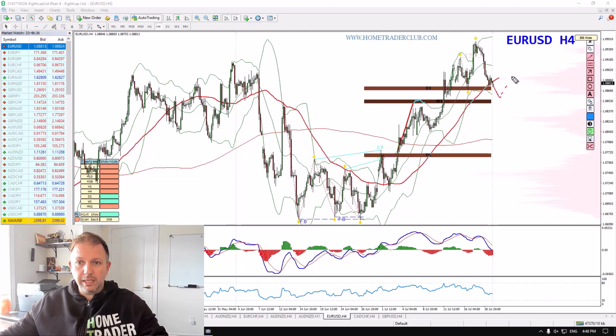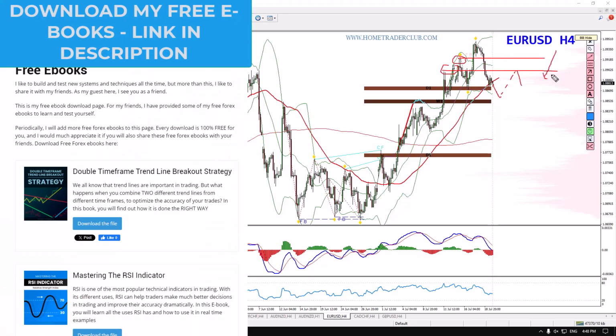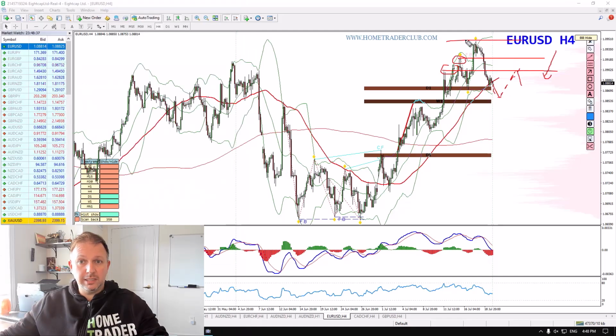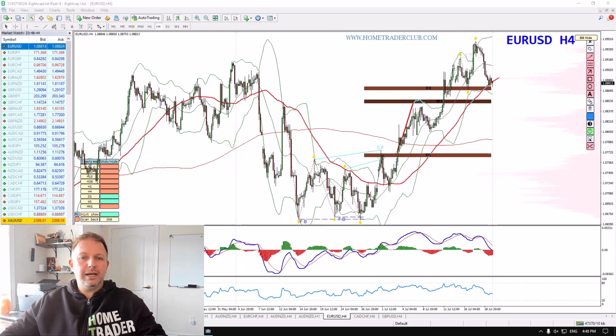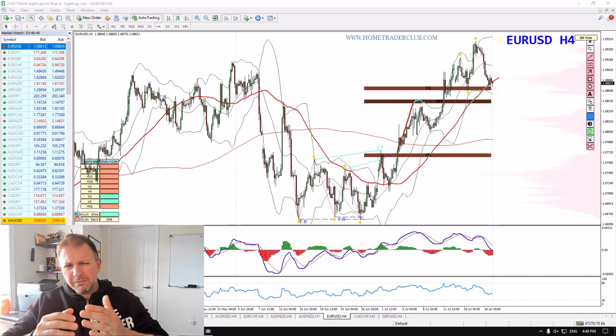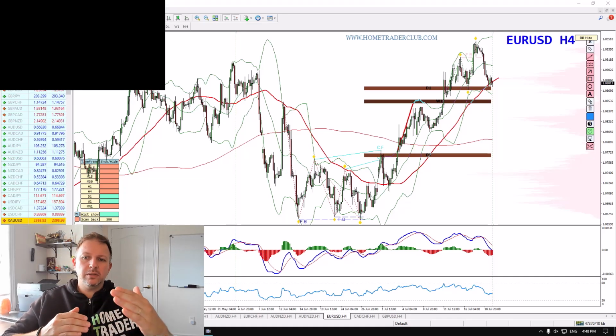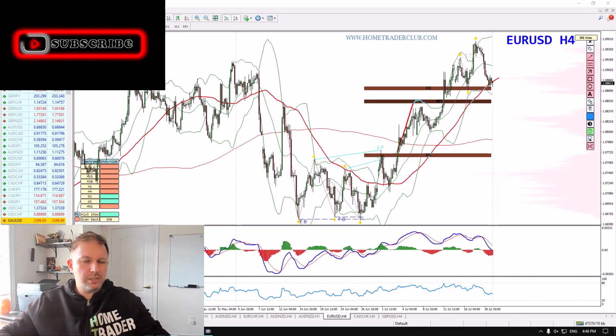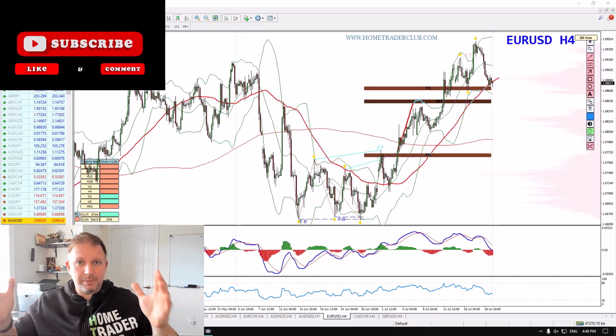So we get there, and then we have the broken resistances we saw before that now will act as supply area. We have this volume profile zone, so any return there, as long as this peak holds, I would be expecting the euro dollar to continue lower, back to the zones I mentioned before. So this is my short-term trading plan on the euro dollar, and I believe in the coming 1-2 weeks it's very logical we would see the euro dollar flirting with this zone, unless something unexpected happens, and that could happen.